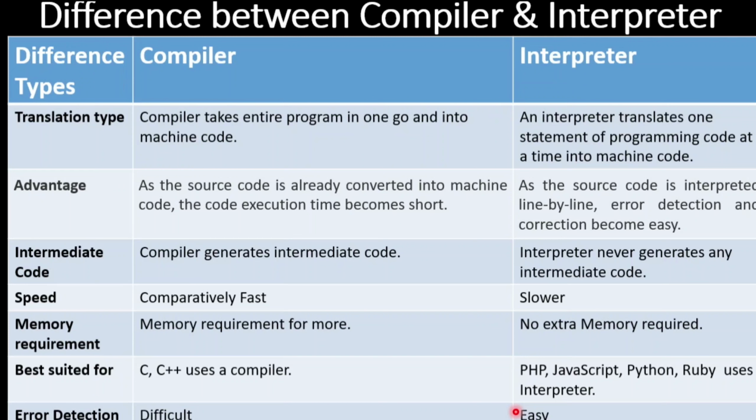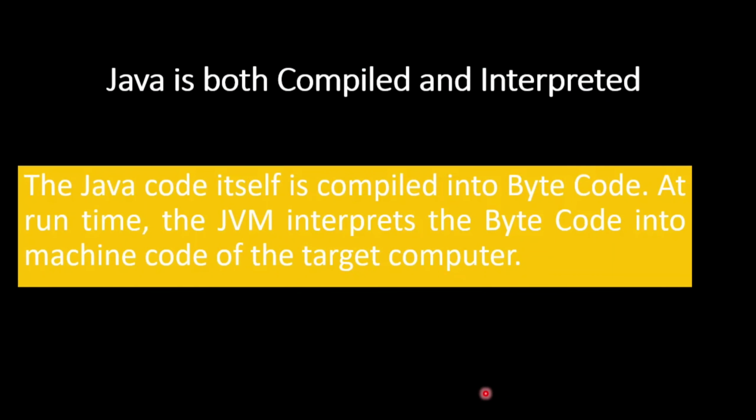Before moving to the next part, just tell me in the comments whether you know Java is a compiled or interpreted language. Here is the answer. Java is both compiled and interpreted. Sometimes we call it hybrid. So how is Java compiled and interpreted? Because Java source code is converted into bytecode by the compiler, and that bytecode is interpreted by your JVM, and then it runs on your target machine. Let me know in the comment box, do you know other languages which are compiled and interpreted?